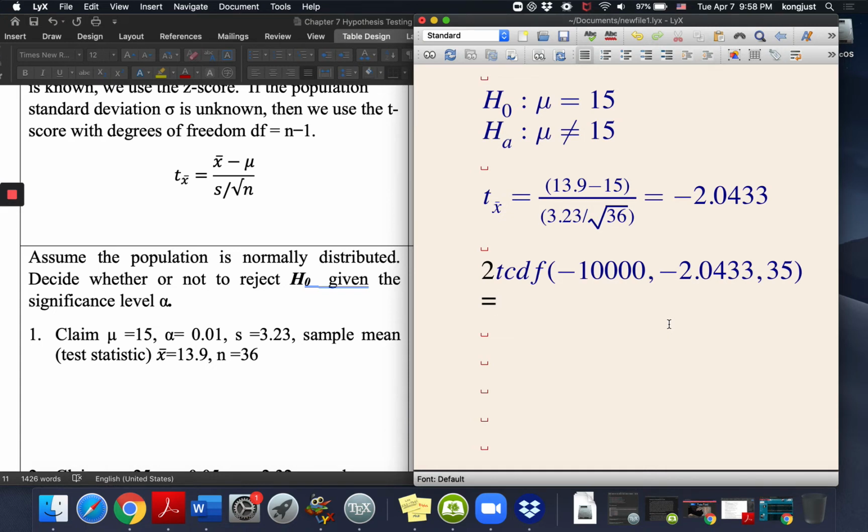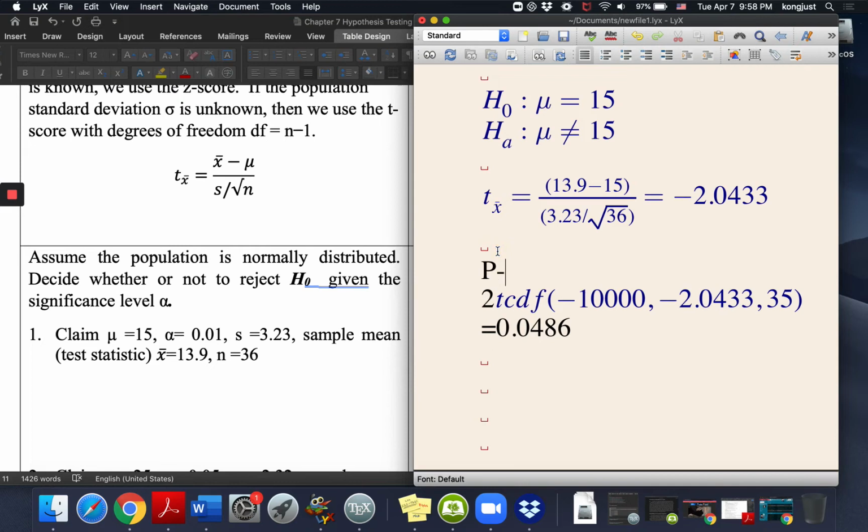Times by 2. 0.0486, and so on. This is the p-value that I just calculated. It's equal to this thing. 2, because this is a double-tailed test, a two-tailed test. The t-distribution function from the left to the point that I pick, negative 10,000 to the point that I pick. And then 35 is the degrees of freedom.